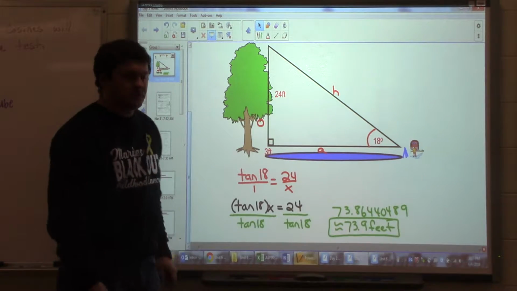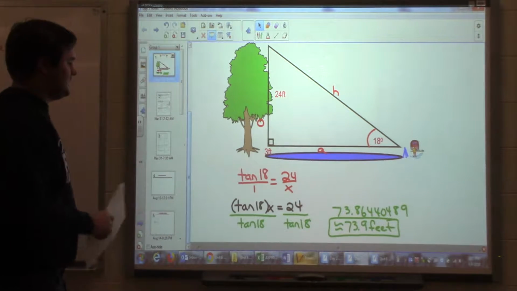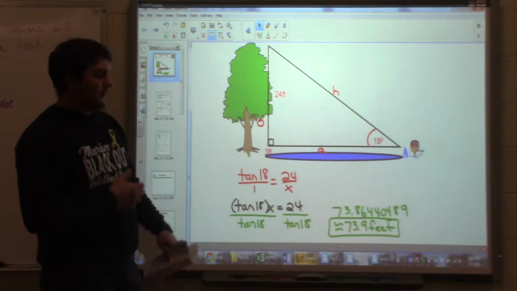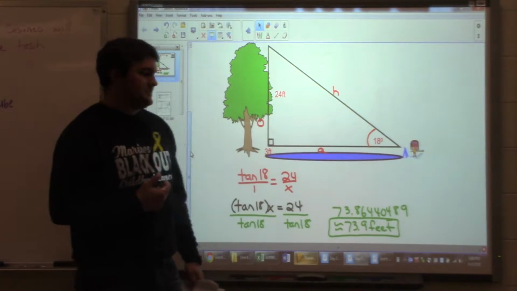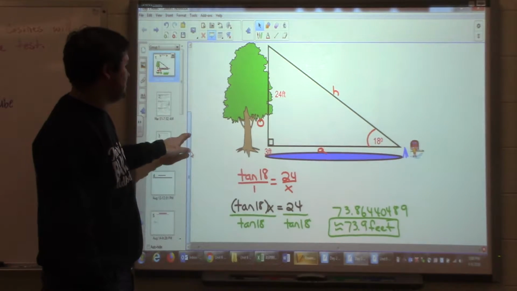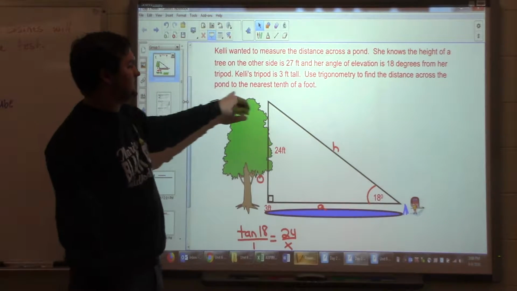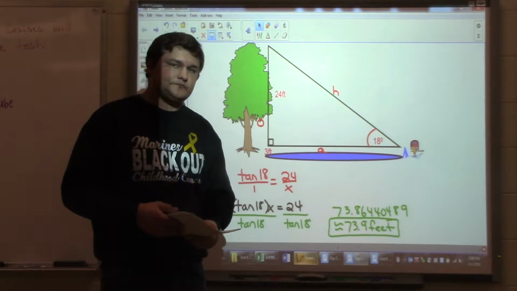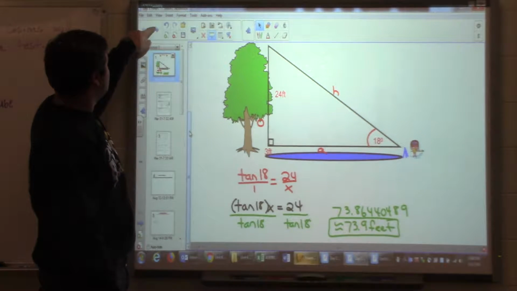Then, all we're doing is cross multiply and solve. Tangent of 18 times x equals 24. Divide everything by tangent of 18, we should get approximately 73.9 feet. So, nearest tenth of a foot, make sure we're reading directions. So, 73.9 feet.